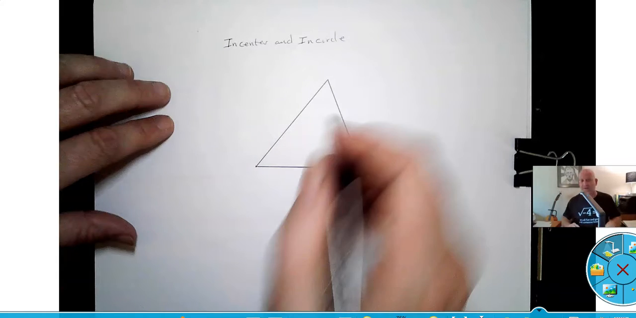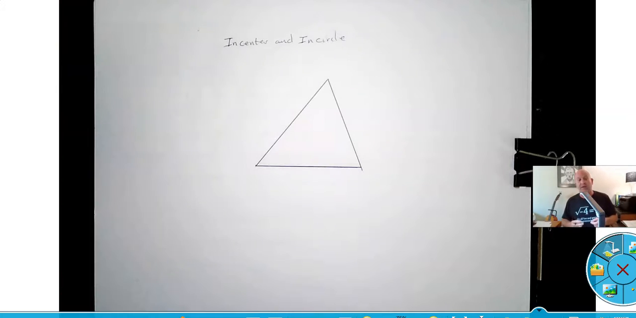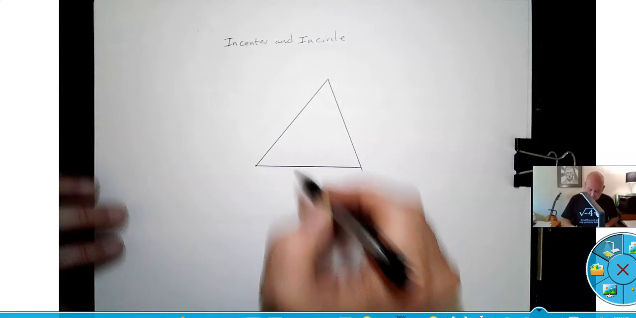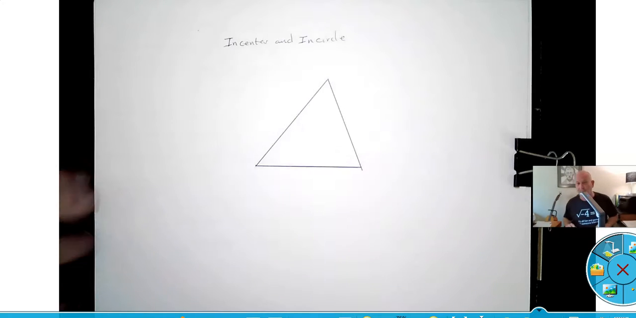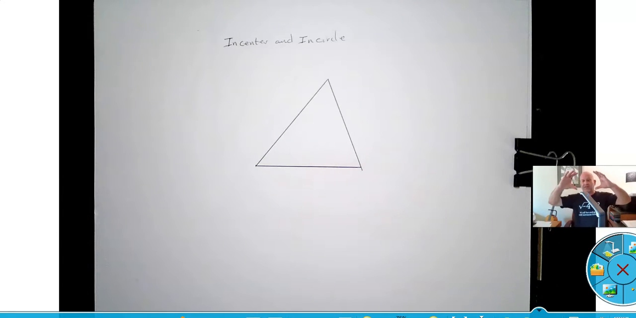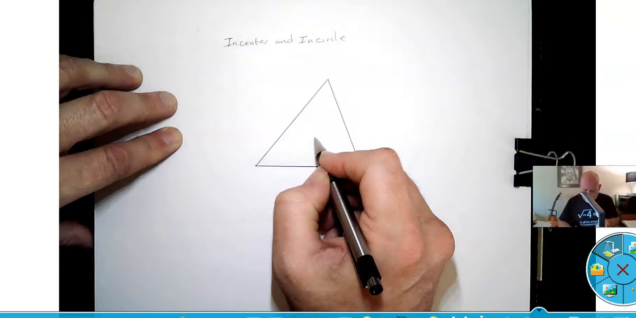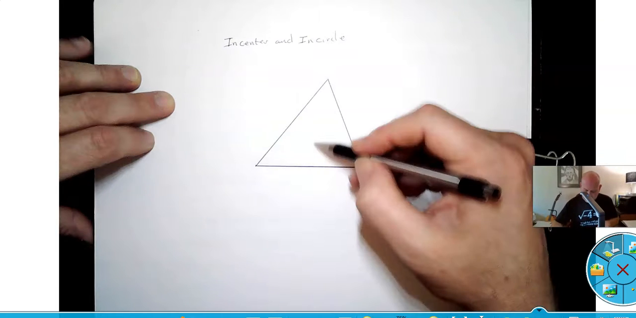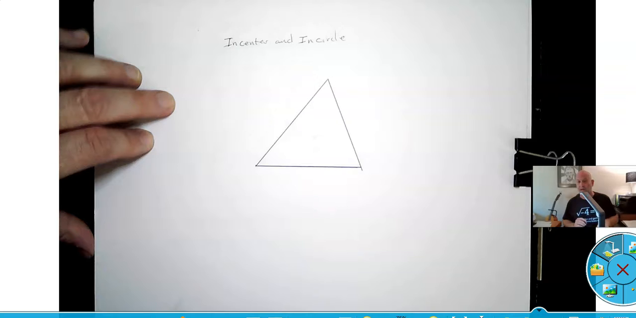So the in-center is a triangle center. It happens to be the center of the in-circle. Now the in-circle is a circle that you can draw inside the triangle that you have in front of you. So the sides of the circle are tangent to all the sides of the triangle, or all the sides of the triangle are tangent to the circle, I should say. So the idea then is that what you want to end up finding is a point somewhere in here so that the distance to the sides is all the same, right? Because that would be the radius.